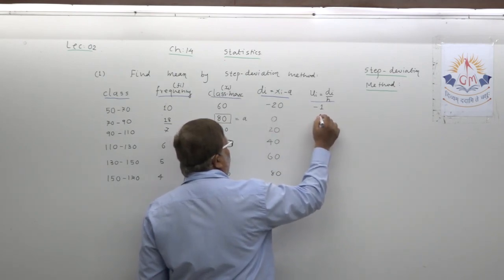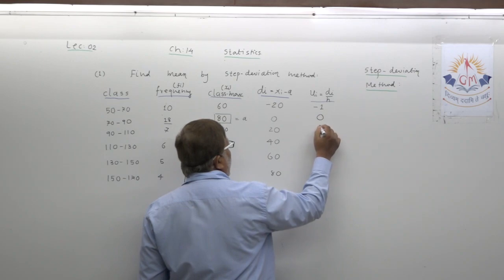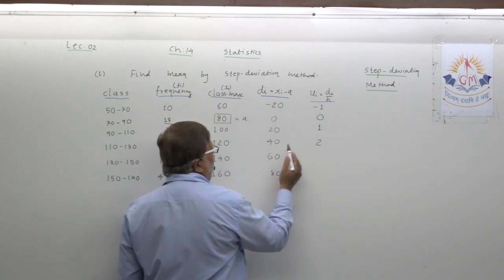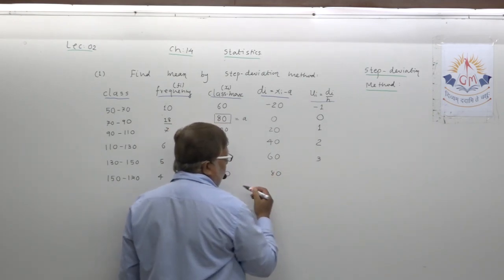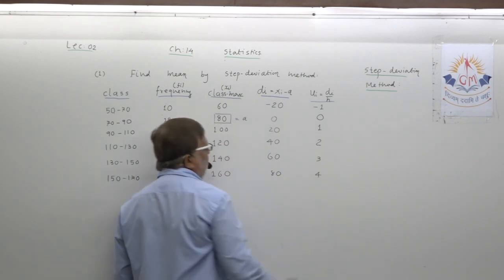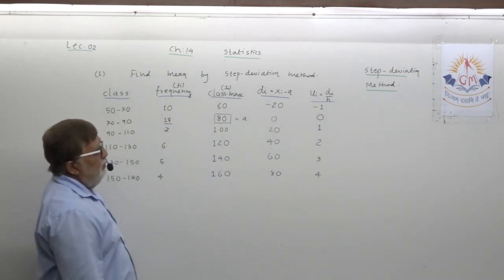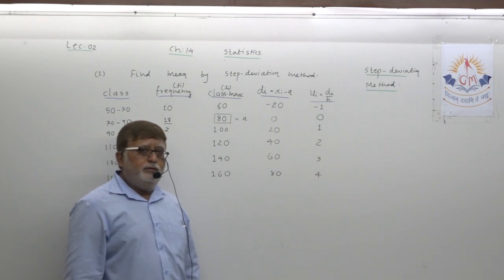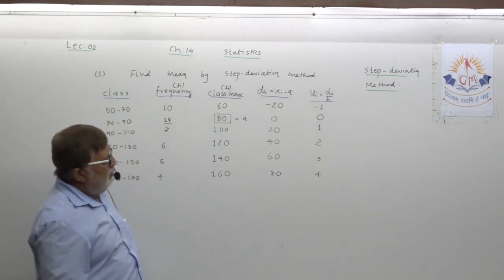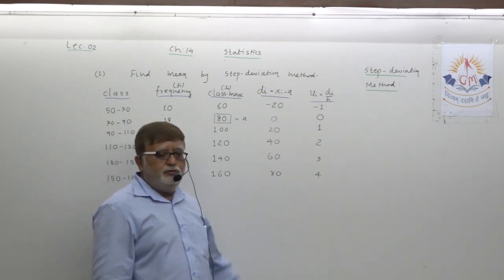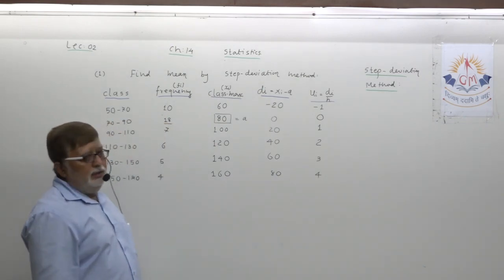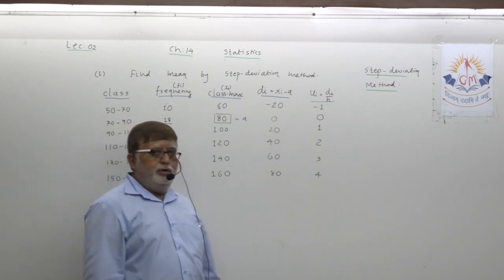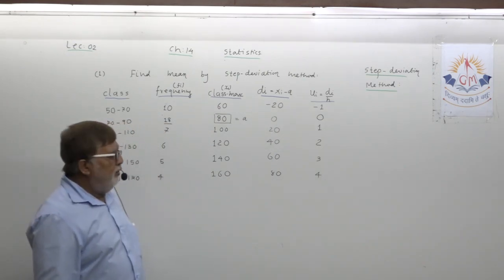0 upon 20, that is 0. 20 upon 20, that is 1. 40 upon 20, that is 2. 60 upon 20, that is 3. 80 upon 20, that is 4. This is the way you can find the column of ui. In the step deviation method, one more column gets inserted here, that is ui. ui equals di upon h. Every di is to be divided by class height.